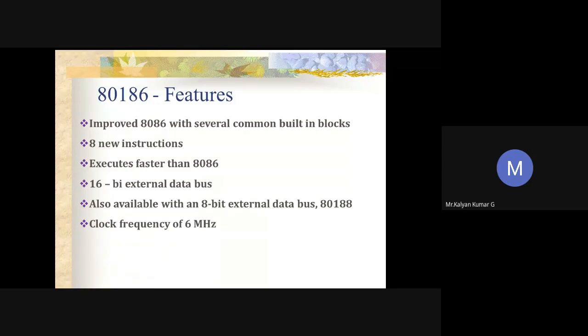Okay. And the basic clock frequency of this 80186 is 6 megahertz, which is quite high compared to your 8086. The clock frequency of 8086 is 5 megahertz. So this starts with 6 megahertz, which means it executes a little bit faster than your 8086.